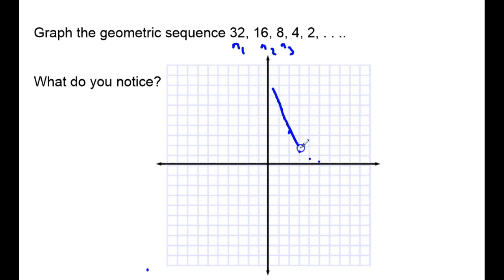So I see kind of a curve that comes from when I graph my sequence. So along the line of what we've been looking at, this is an exponential curve. That's why we're talking about these geometric sequences right now, because we're dealing with exponential functions. So a geometric sequence models an exponential function.